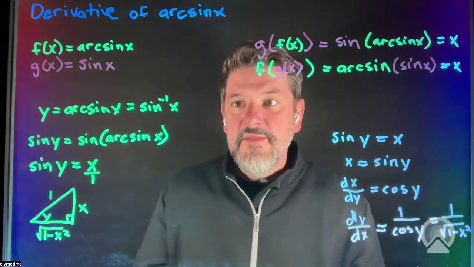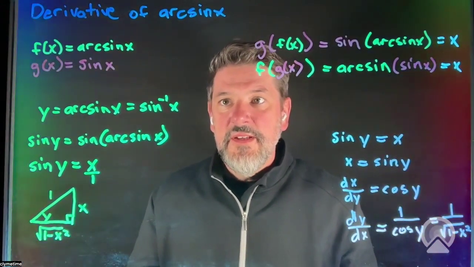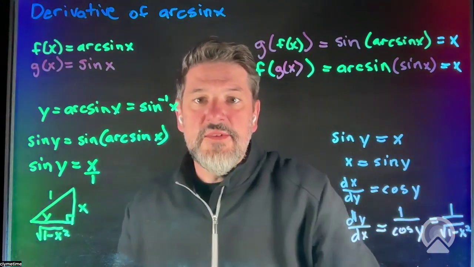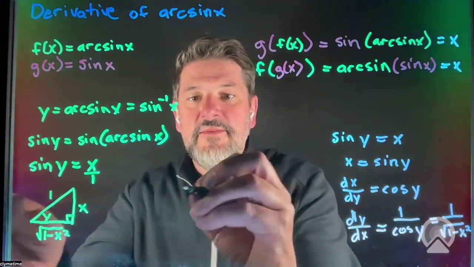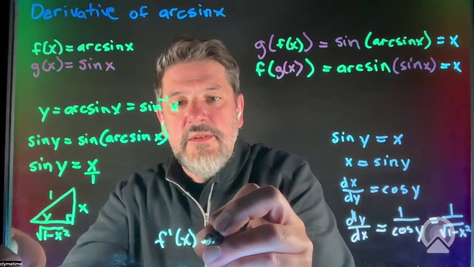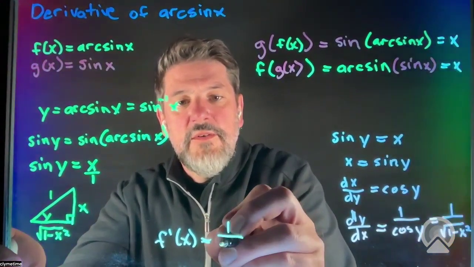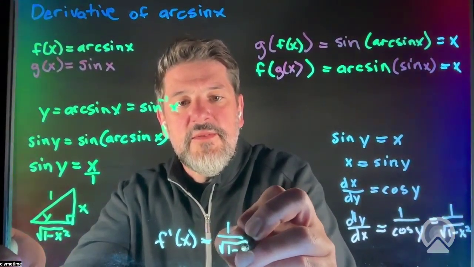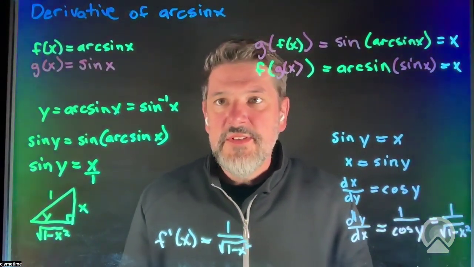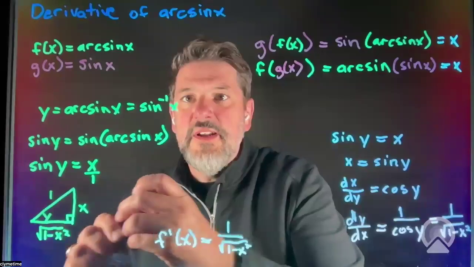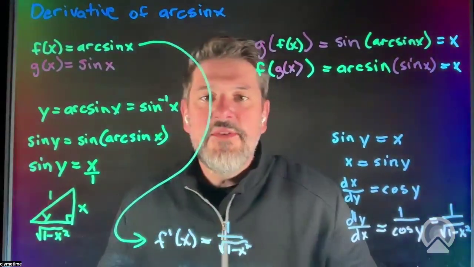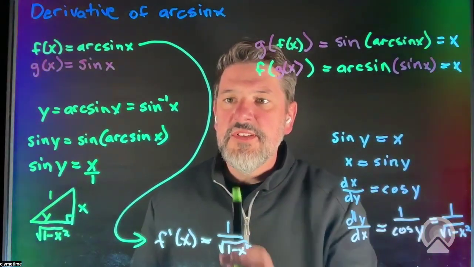It turns out that is, in fact, what the derivative of arcsin of x is. So if f of x is equal to arcsin of x, f prime of x is going to equal 1 over the square root of 1 minus x squared. And you can do this for all the trig functions. So I'm going to draw an arrow here so it's a little bit more obvious what's going on. But you can do this same process for all the trig functions.